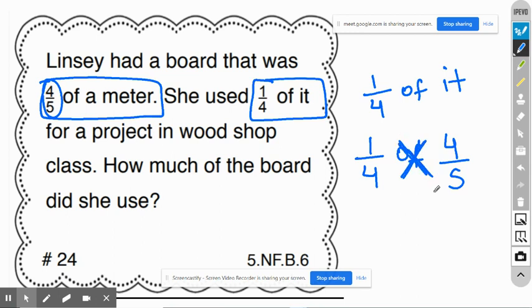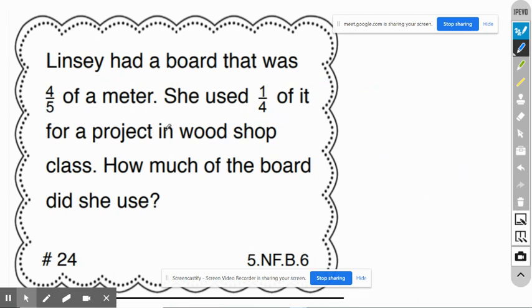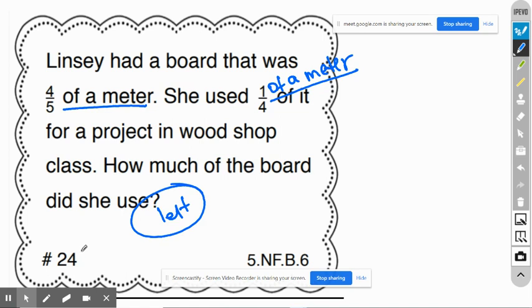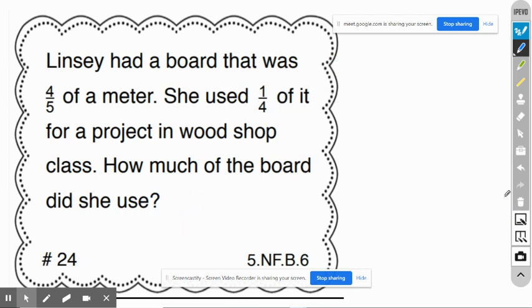So I already kind of told you. It's multiplication. When would I use subtraction? If it said she used 1/4 of a meter, the words would be the same. And chances are, not always, you would have the word "left" here. I'm glad I'm recording this because then you can listen to it again.